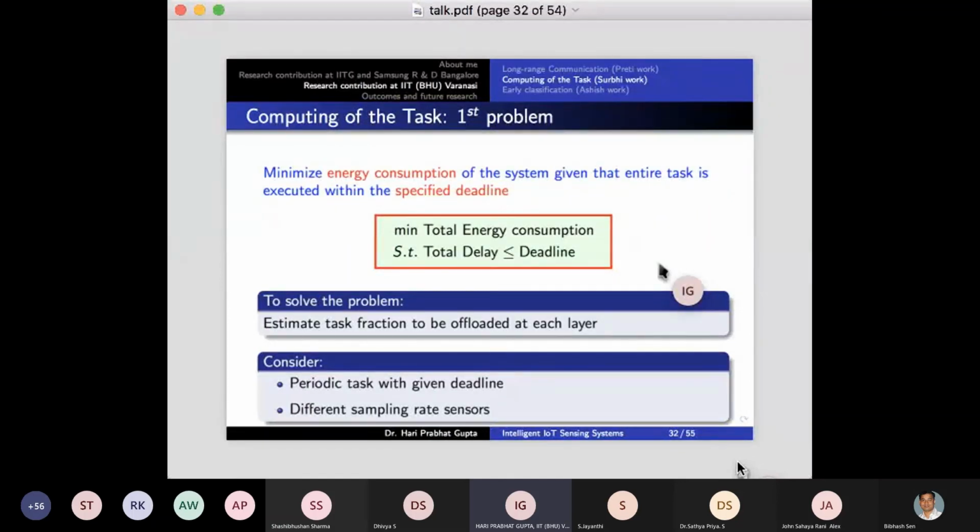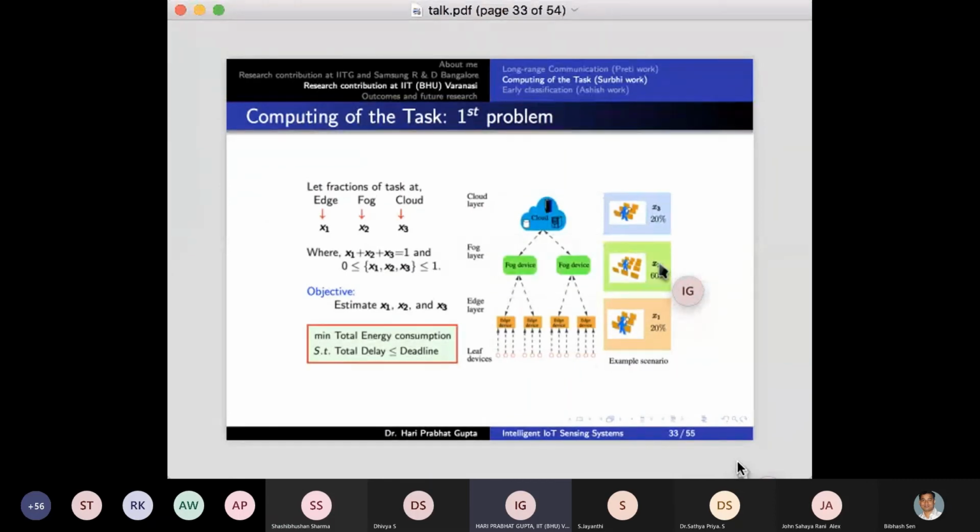The minimum of the energy consumption such that the delay is less than the deadline. Very roughly, if the problem is a unit, we divide the problem into x1, x2, x3 fractions, where the fraction value lies between 0 and 1. Of course, it may be equal to 0. x1 equals 0 indicates that we are not solving any portion of the problem at the edge device; we solve the problem at the fog and the cloud. If x1 equals 1, we solve the entire problem at the edge device, and not at the fog and the cloud. We use this concept here, and we use the KKT conditions and Lagrangian for solving this problem.